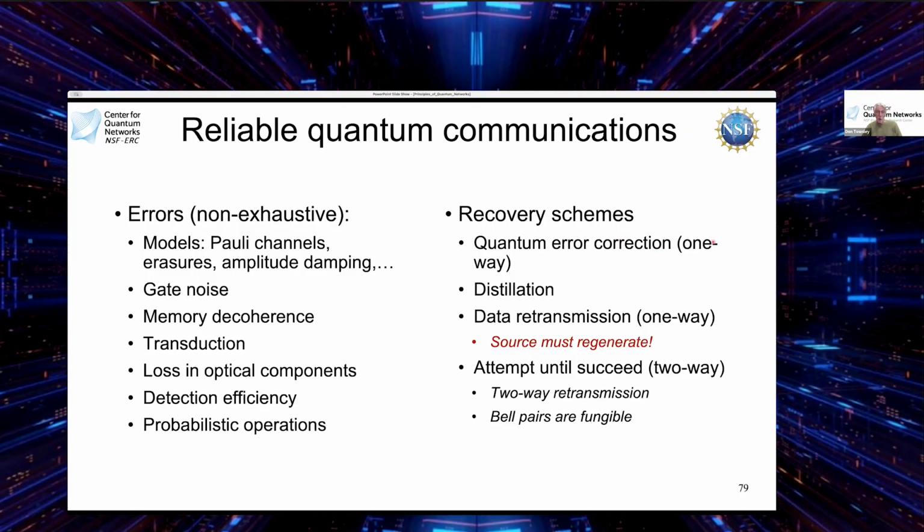There's quantum error correction, which is used especially for one-way communication. We've talked about distillation as a way of increasing the quality of a Bell pair. You could think of doing data retransmission in a one-way scheme, but because you can't clone quantum state, the only way you can do that is if the source regenerates the same state for a retransmission.